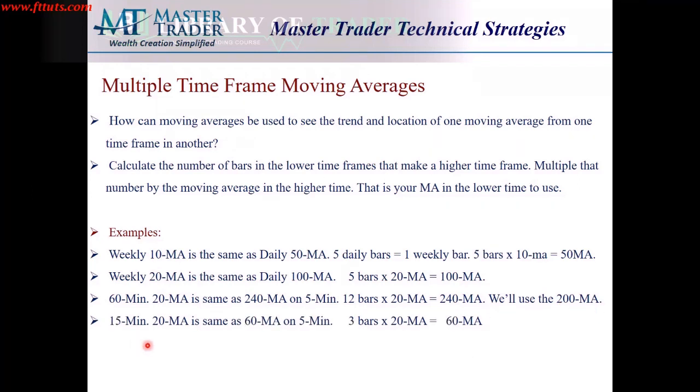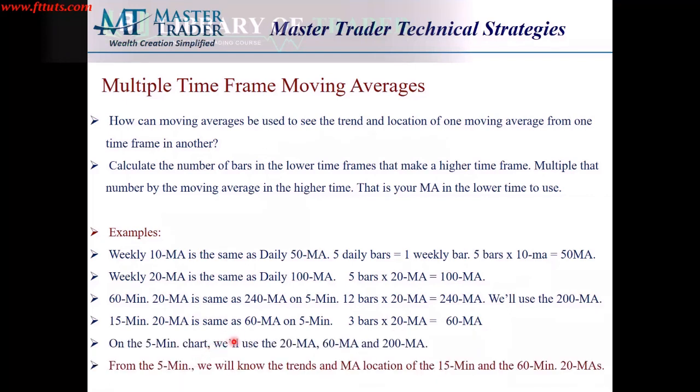The 20 MA on the 15-minute is the same as a 60 MA on the 5-minute. 3 bars times 20 equals 60. So on our 5-minute chart, we're going to use a 20. Right? We use the 20 on all of our time frames. We're going to use a 60 because it's the same as the 20 MA on the 15. And we're going to use the 200 because it's close enough to the 20 MA on the 60. I already said it's the 240, but we're going to use the 200.